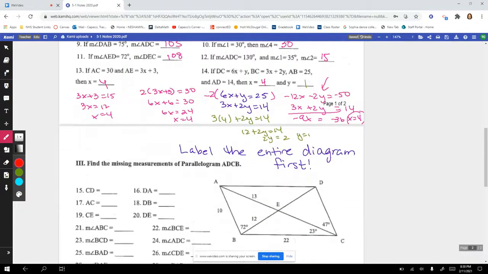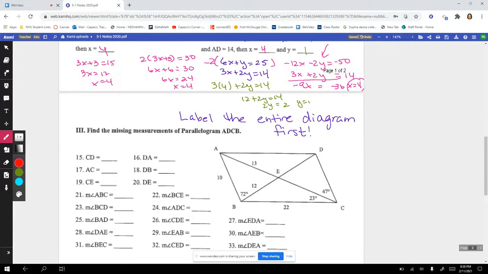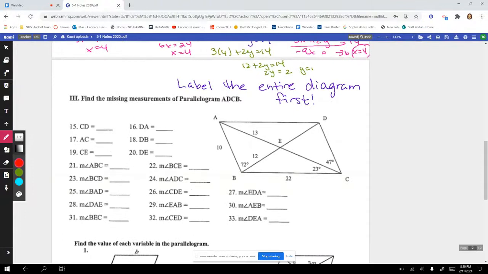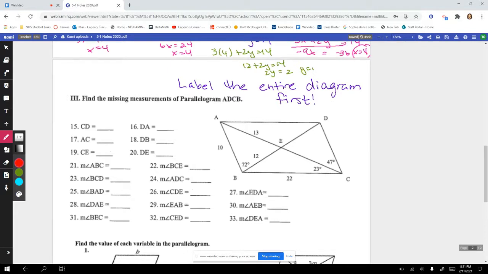Okay? All right, let's move on to the next segment here that we're going to work on. We're going to find the missing measurements of all the parallelograms. Now, if you look at this 15 to 33, there's a lot going on there. So I always think that it's easiest when you're doing this and it's involved, just label the diagrams and see what you have. Okay, so let's start with this. If this side's 10, I know this side's 10. If BC is 22, I know AD is 22.